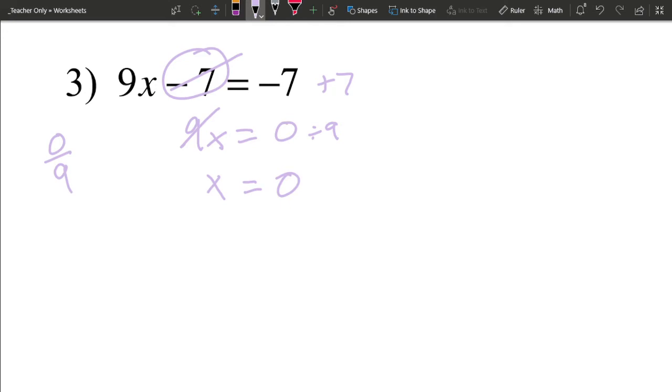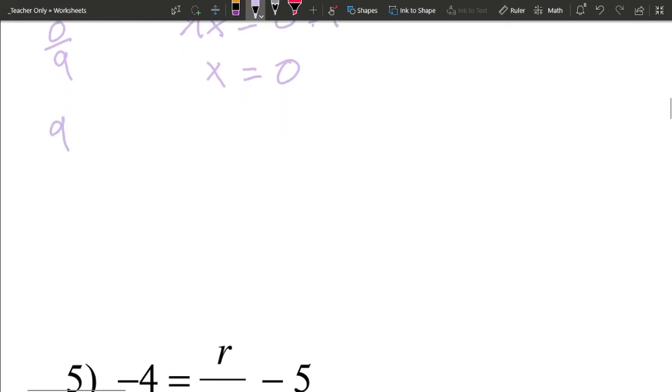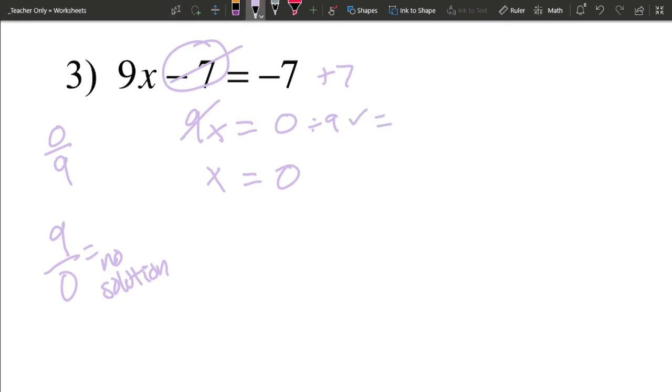But if you had, for example, 9 divided by 0, the answer would be no solution. We cannot divide by 0. It will be no solution. If you plug that in the calculator, it will give you an error. If you plug the 0 over 9 in the calculator, it gives you 0.